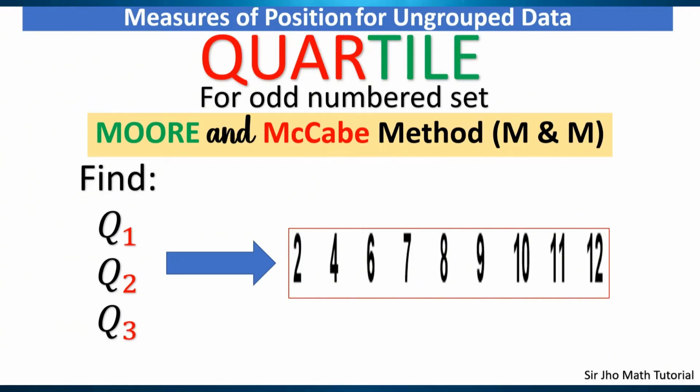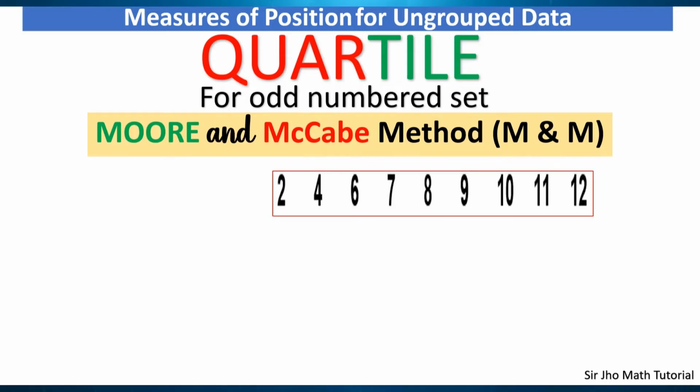So meron tayong data na 2, 4, 6, 7, 8, 9, 10, 11, and 12. Take note guys na yung data natin is dapat naka-arrange siya in ascending order. So ang data natin is already arranged in ascending order.